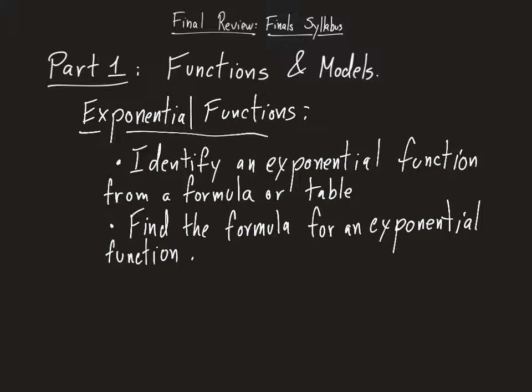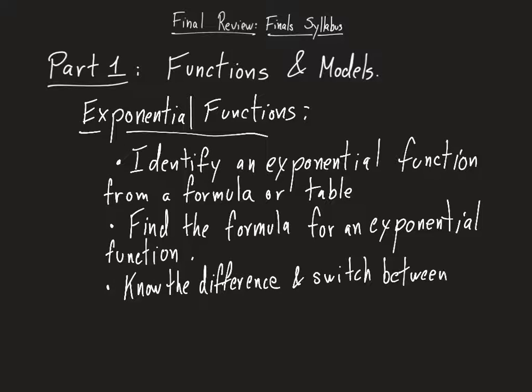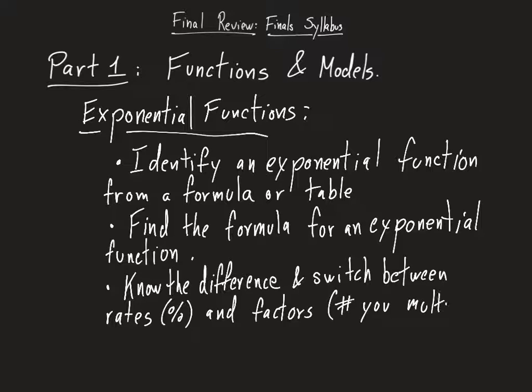If I give you information about the initial population and about the rate or ratio, you should be able to know the difference and switch between rates, which are given in percentage, and factors, which are the number you multiply by at each step.